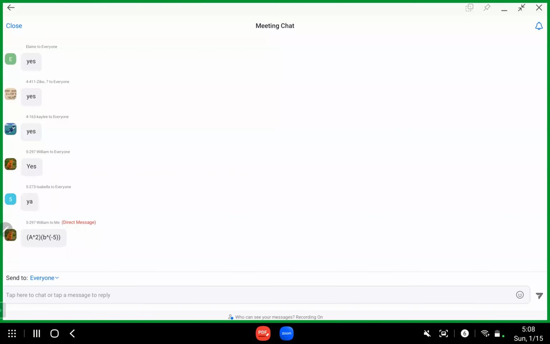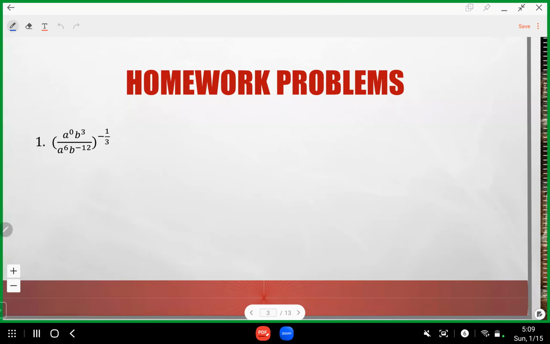All right, so William says a squared times b to the -5th. All right, William, make sure you don't have negative exponents in your answer because they're not simplified enough. So remember, when you're simplifying these, you need to have positive exponents. So make them fractions. Okay, William, how would you solve this?